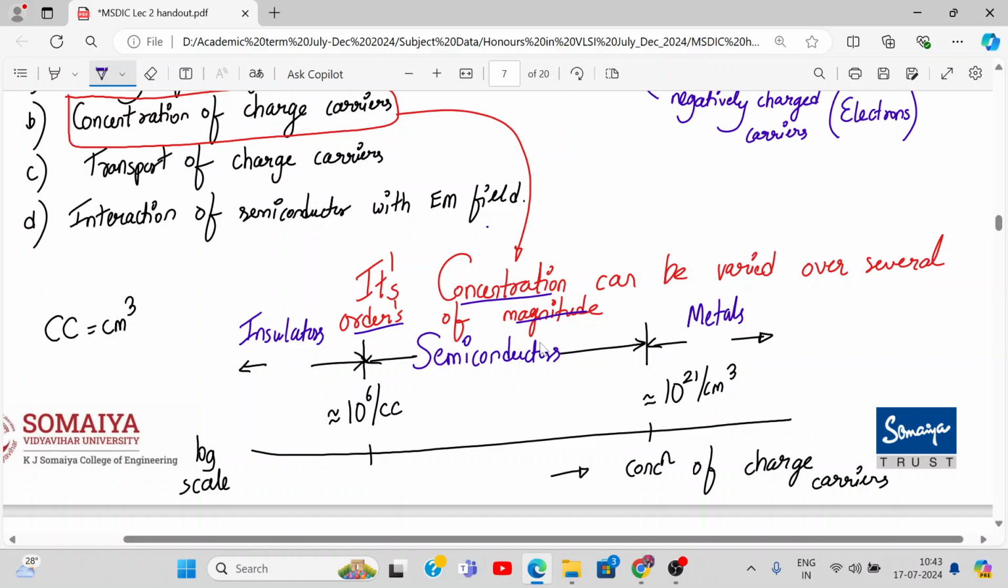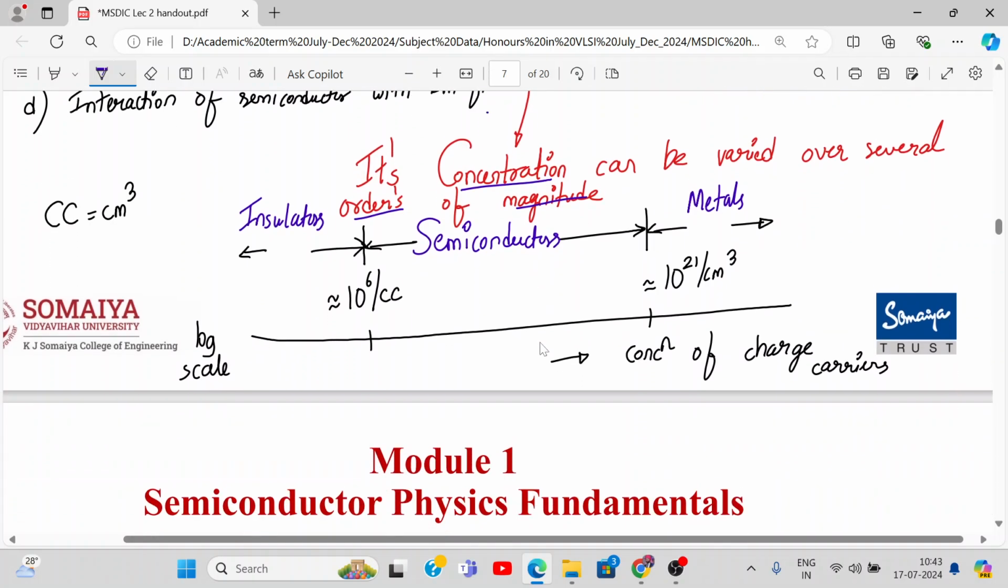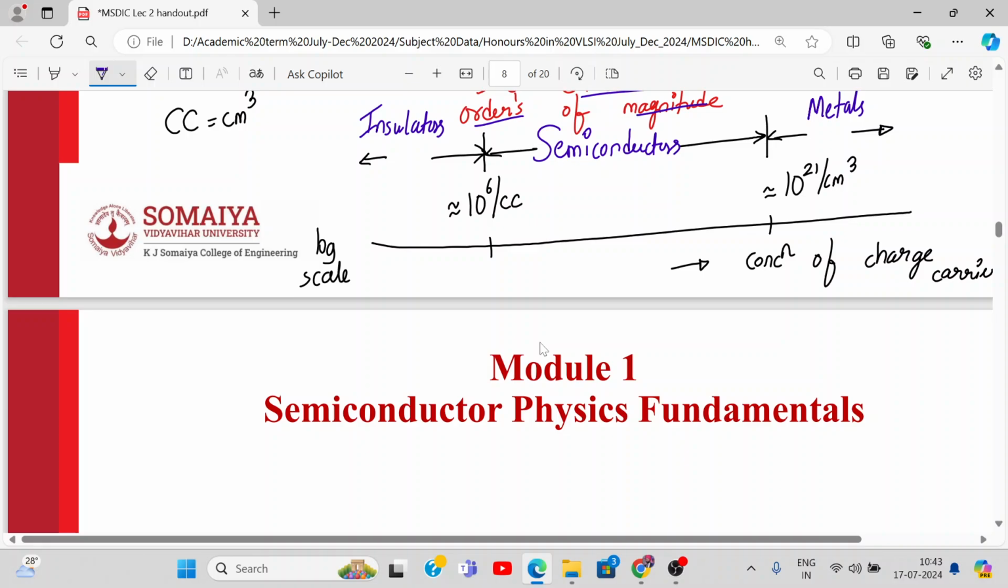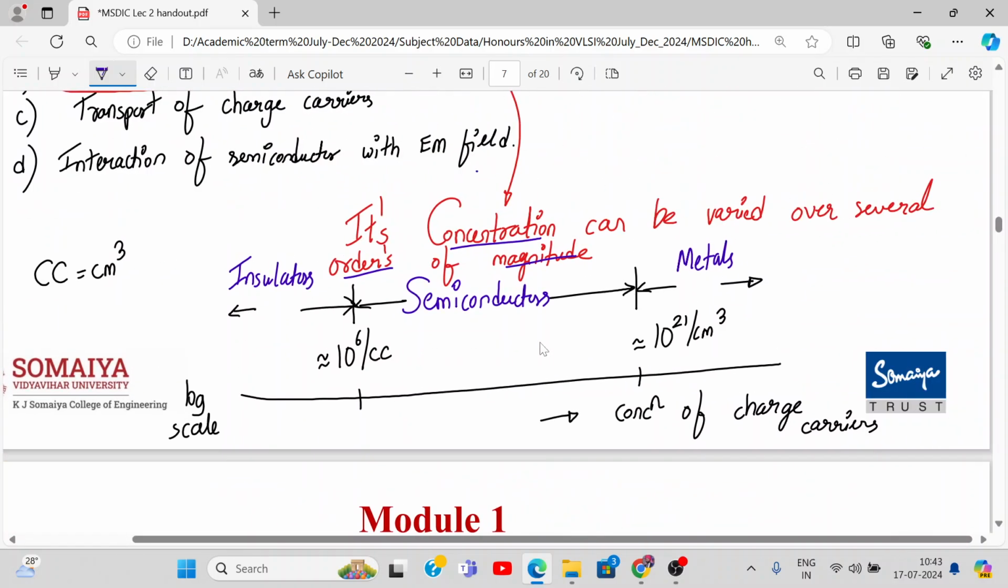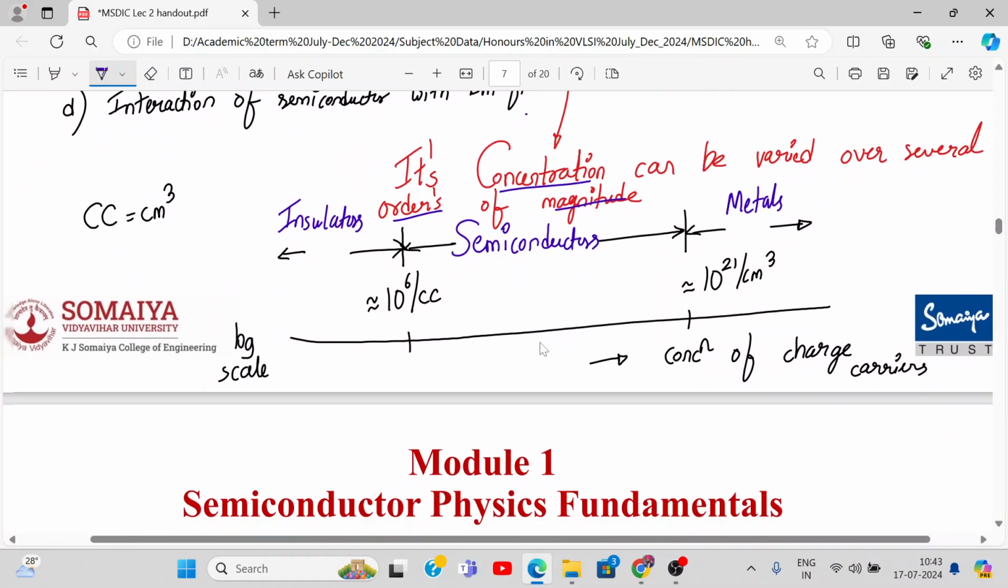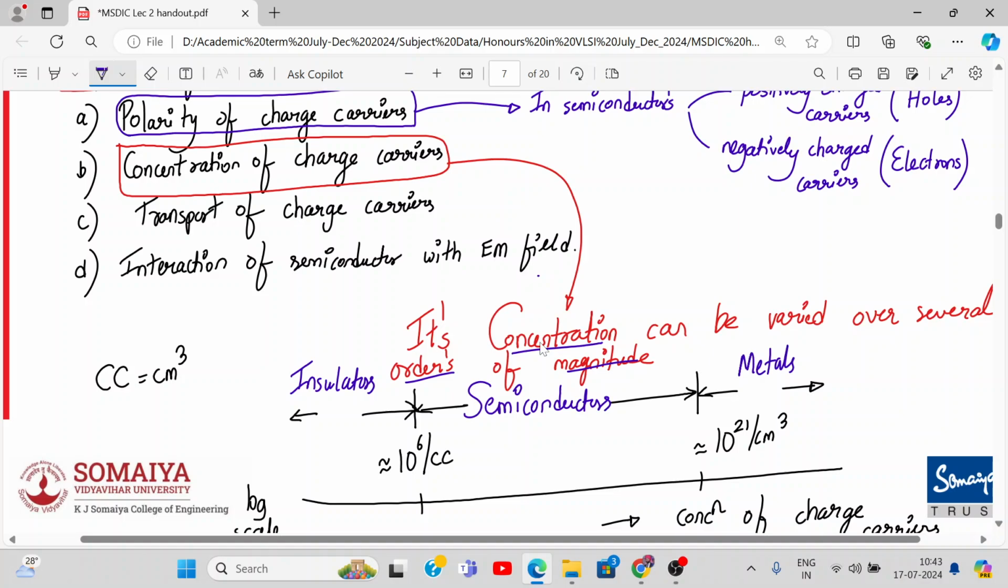All right. And that's why we have so many applications of semiconductor technology and devices. Understood? This is the very interesting property of semiconductors, that its concentration can be changed or varied over several orders of magnitude. Understood, everyone? Yeah? Hello? Any doubts? Okay.